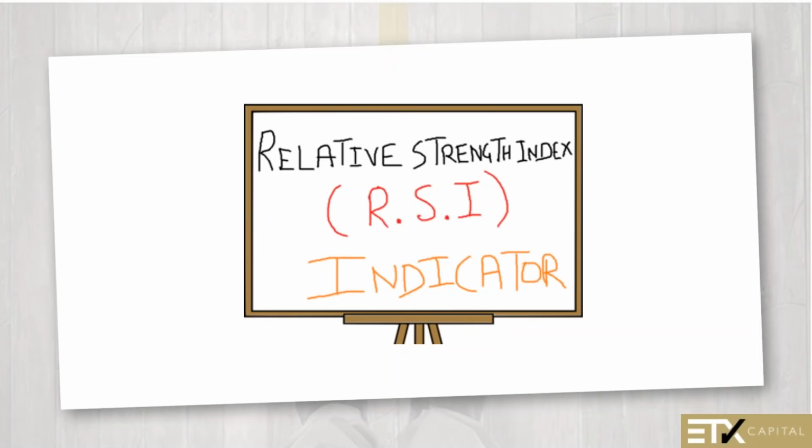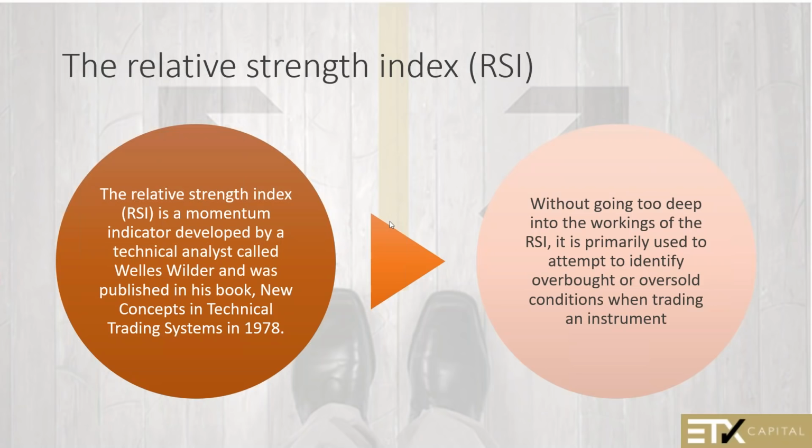Relative strength index, one of the leading forex and CFD indicators. Now, relative strength index is a momentum indicator developed by a technical analyst called Wells Wilder. Actually, his name would have been perfect for a movie star or maybe a musician. But it was published in 1978 in his book, Concepts for Technical Trading Systems.